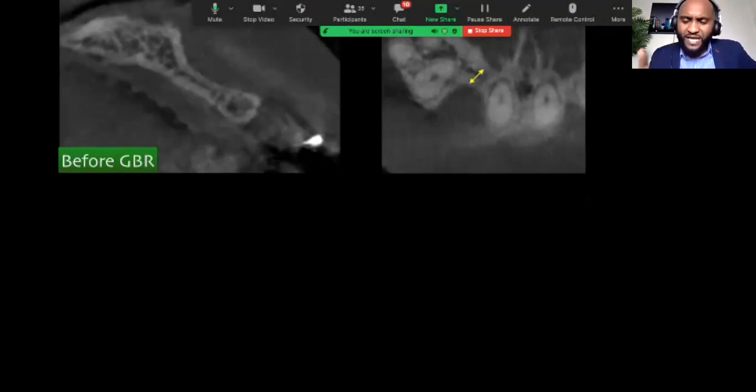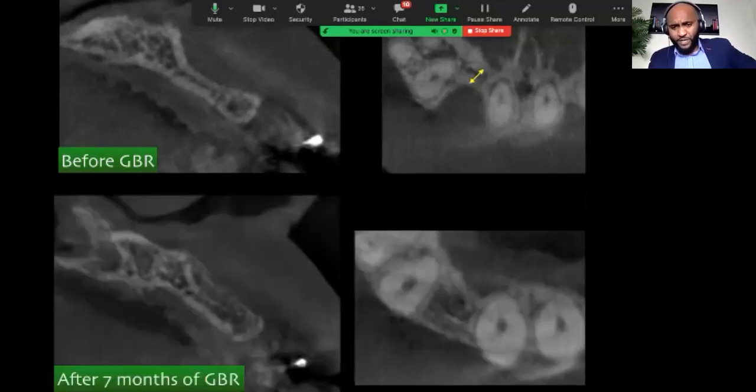So this is one such case where you need to do a staged approach. You graft, come back later, then place an implant. So in this case, what we did, we grafted, and 7 months later, that's what we were able to achieve. So this makes it a bit easy for us now. We can now place an implant like we would wish.